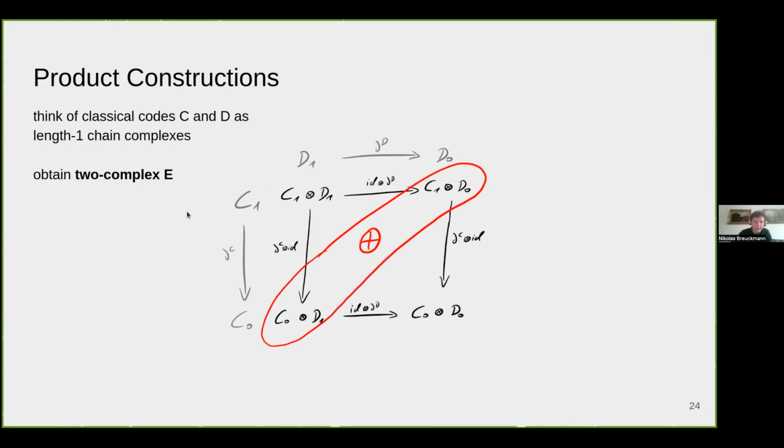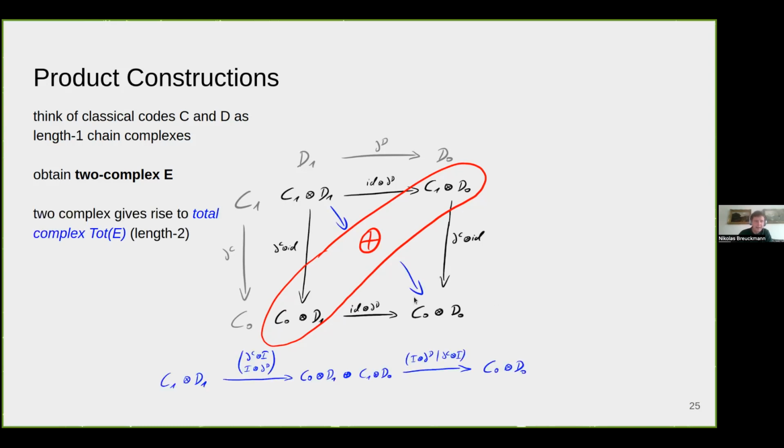First of all, we obtain a grading of these constituent spaces. We just take the indices and sum them up. So here's a 2-graded vector space, there are 2 1-graded vector spaces, and there's 1 0-graded vector space. By taking direct sums of the equally graded vector spaces, we obtain what's called the total complex, which is called Tot E. And this turns out to be a length 2 chain complex.